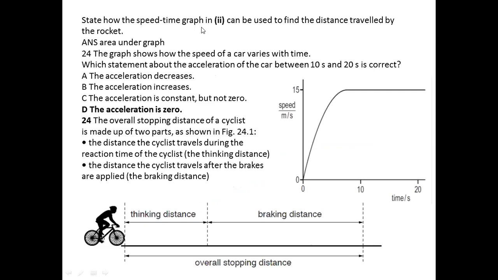State how the speed time graph can be used to find the distance traveled. How to calculate distance traveled from a speed time graph? Simply calculate the area under the graph.